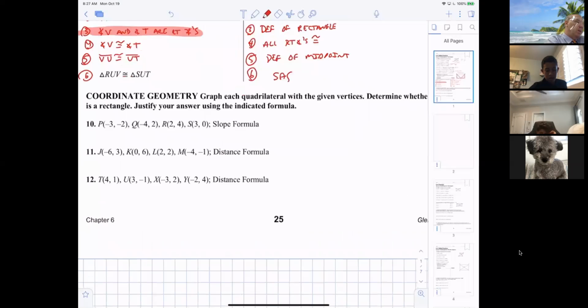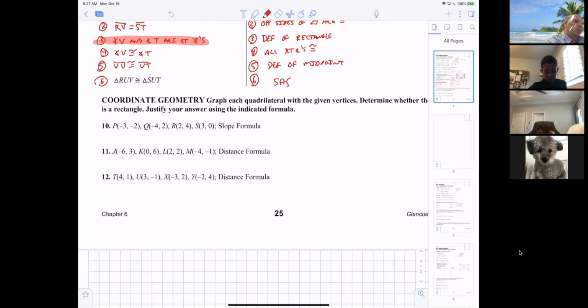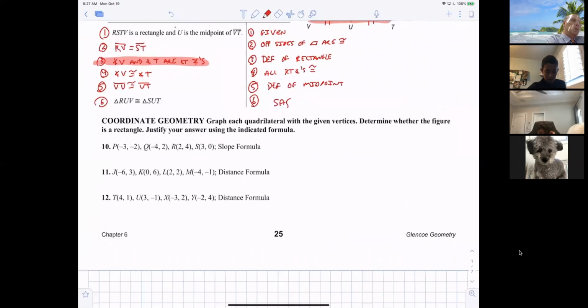And then how do you think you determine using the slope if it's a rectangle? Who can tell me what you think? How do you know it's a rectangle by using the slopes? Come on, someone tell me. If the two opposite sides have the same slope. But how do you know that makes it a rectangle, though? Because all of the opposite sides of any parallelogram are going to be equal.